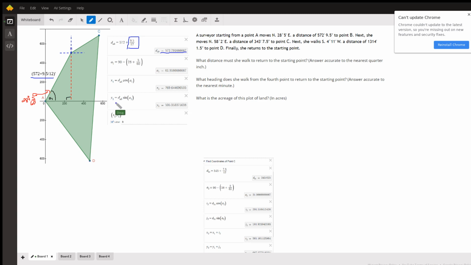And y sub 1, the y-coordinate of B, will be the distance from A to B times the sine of a sub 1. Now similarly, we can do the same thing to get the coordinates of C. And what we're going to be doing is adding the x-coordinates to get to point D. It's like vector addition. And we'll be adding the y-coordinates of A, B, and C to get to D.